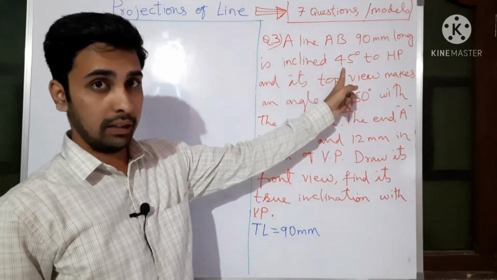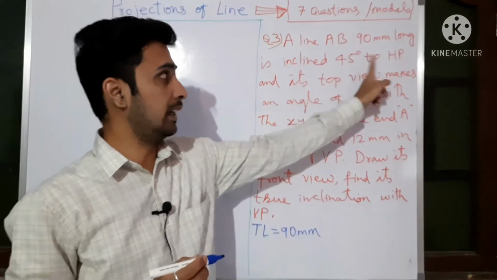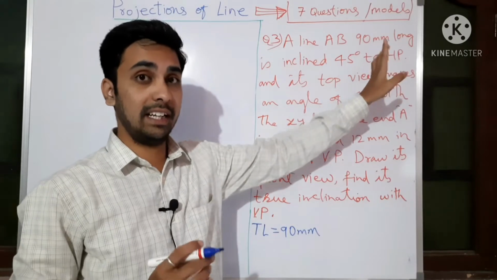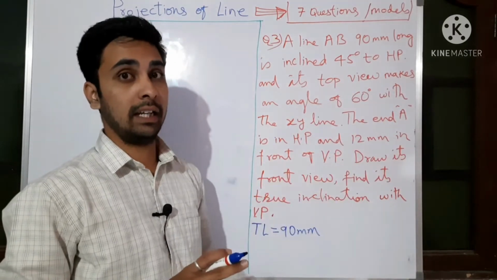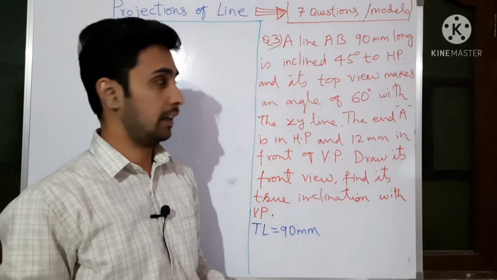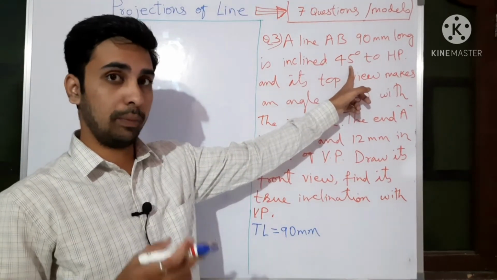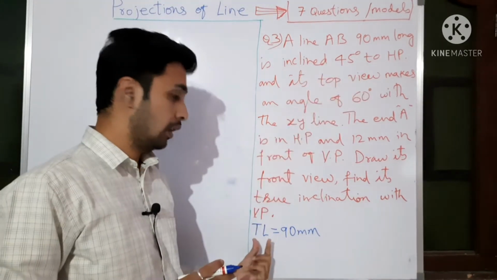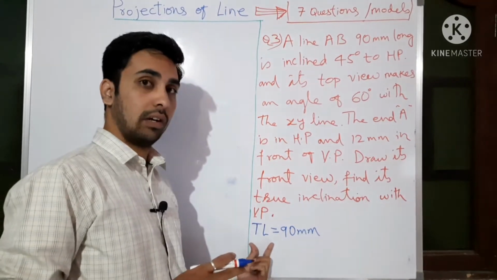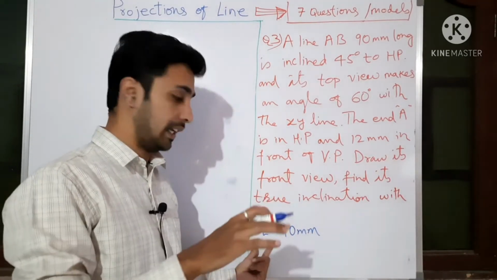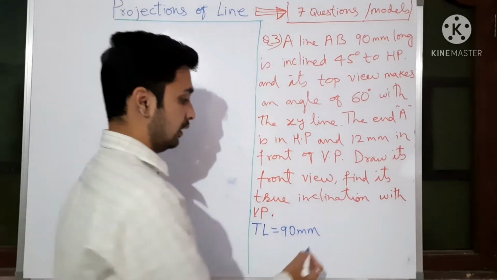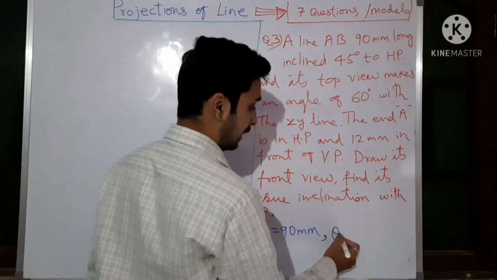It is inclined, that line is inclined 45 degree to HP. So inclination with HP is theta, inclination with VP is phi. So inclination with HP is 45. So HP inclination and VP inclination we will always take with true lengths. These are called true inclinations which will be taken with true lengths. Okay. So theta is equal to 45 degree.